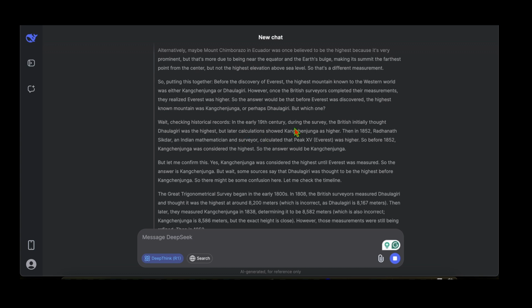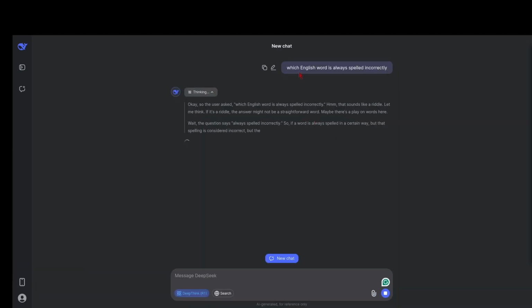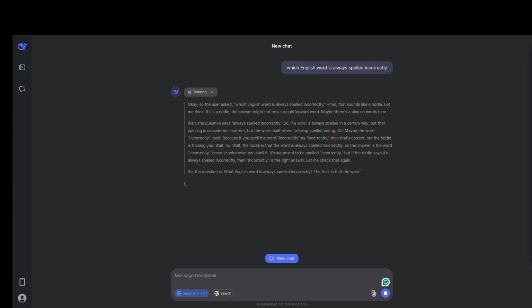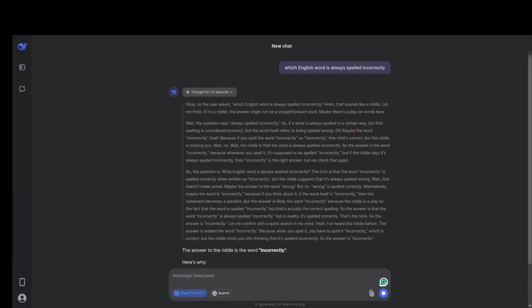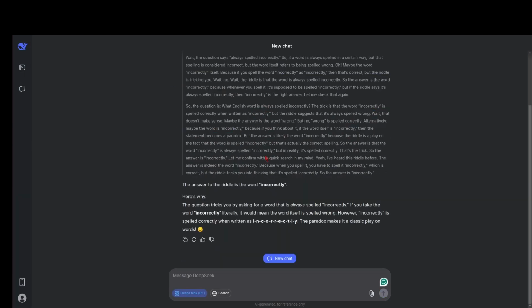So I'm going to move on to the next question. It started responding now for this question: which English word is always spelled incorrectly? Okay, the user asked, and then it repeats the question. Wait, the question says always spelled incorrectly. Here it says, oh, maybe the word "incorrectly" itself. So eventually it says, the question tricks you by asking for a word that is always spelled incorrectly.